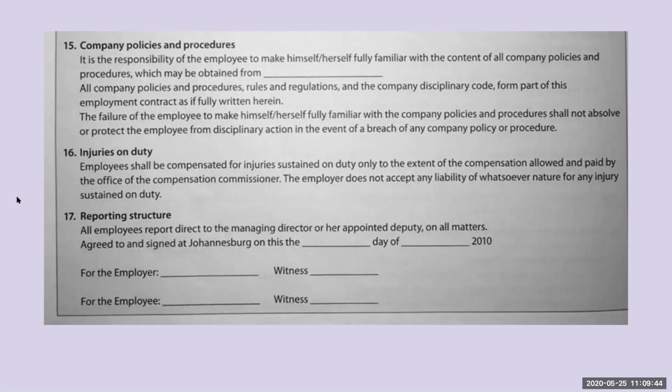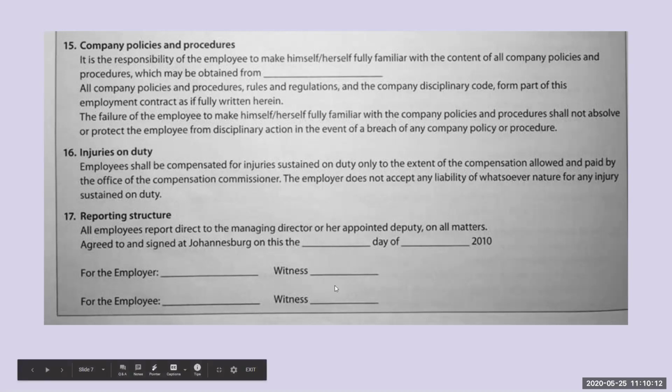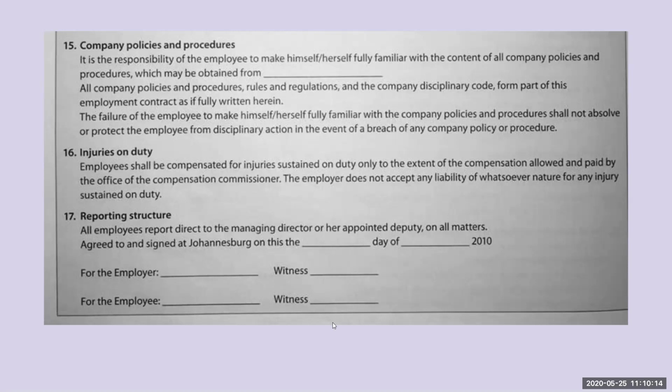Reporting structure. All employees report direct to the managing director or her appointed deputy on all matters agreed to and signed at Johannesburg on this, so for example, the first day of July 2010. And then for the employer signs here, and then a witness will sign as well. For the employee will sign, and a witness as well. All right.